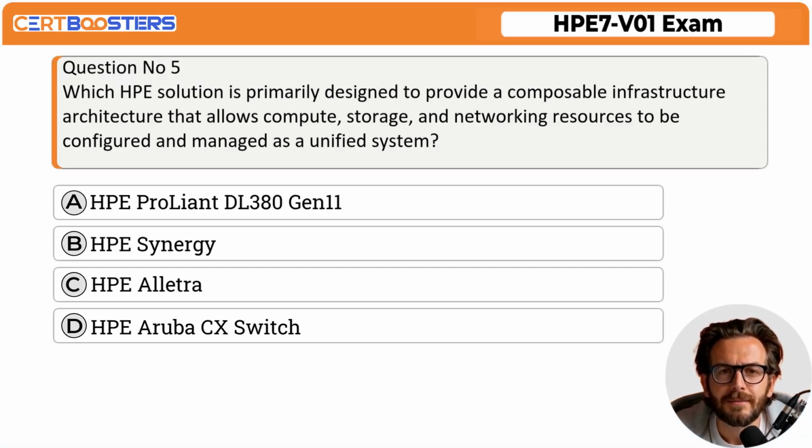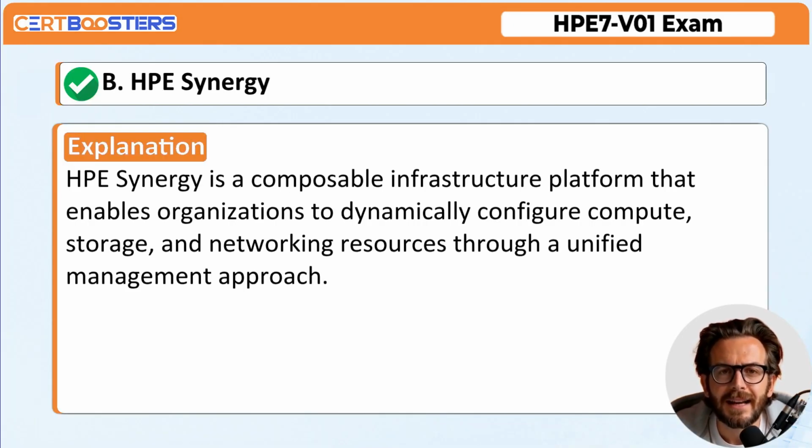Question number 5. Which HPE solution is primarily designed to provide a composable infrastructure architecture that allows compute, storage, and networking resources to be configured and managed as a unified system? A. HPE ProLiant DL380 Gen 11. B. HPE Synergy. C. HPE Alletra. D. HPE Aruba CX Switch. Correct answer, B. HPE Synergy. Explanation. HPE Synergy is a composable infrastructure platform that enables organizations to dynamically configure compute, storage, and networking resources through a unified management approach.